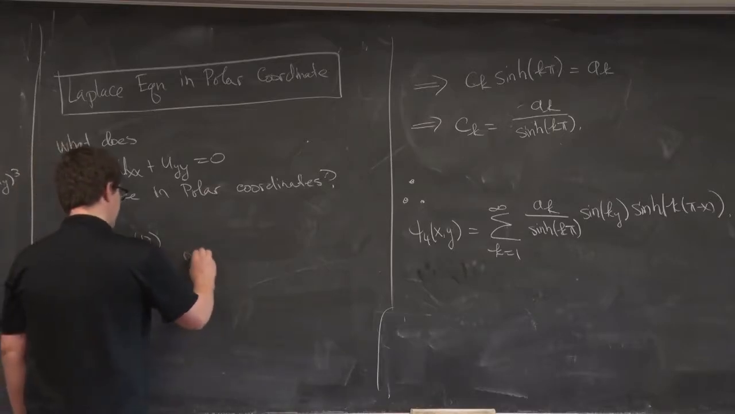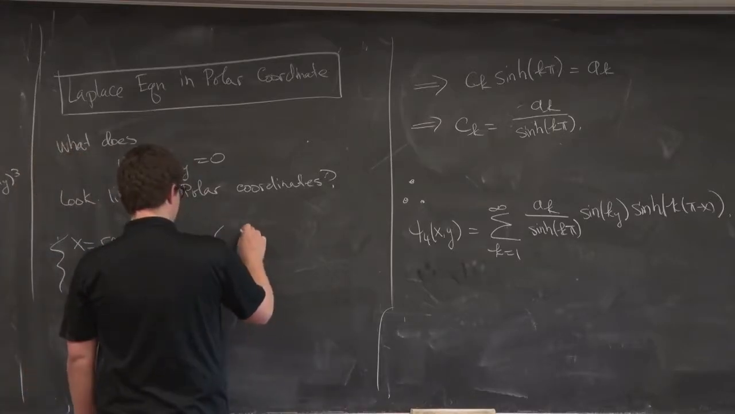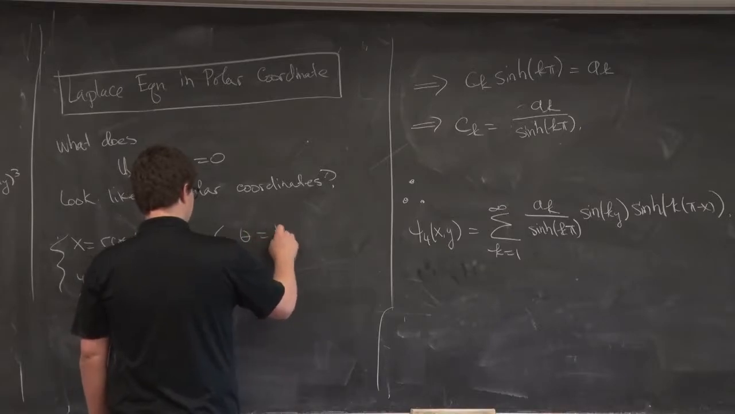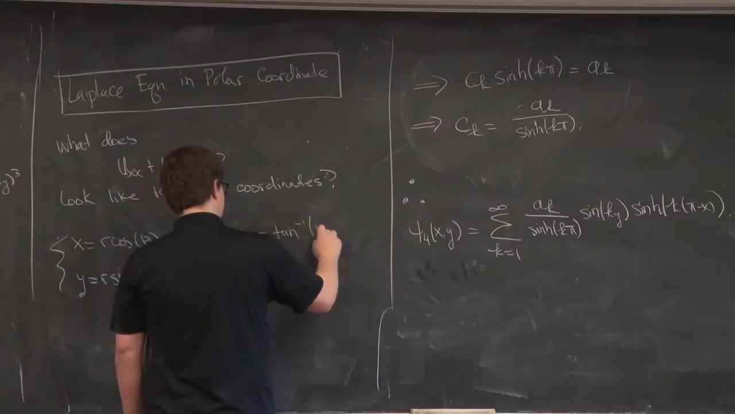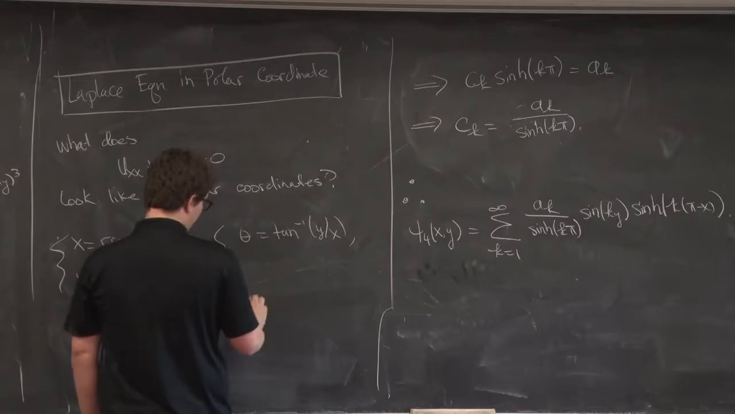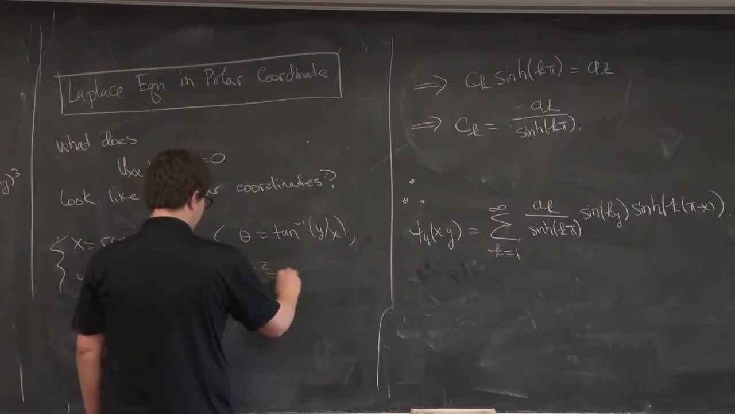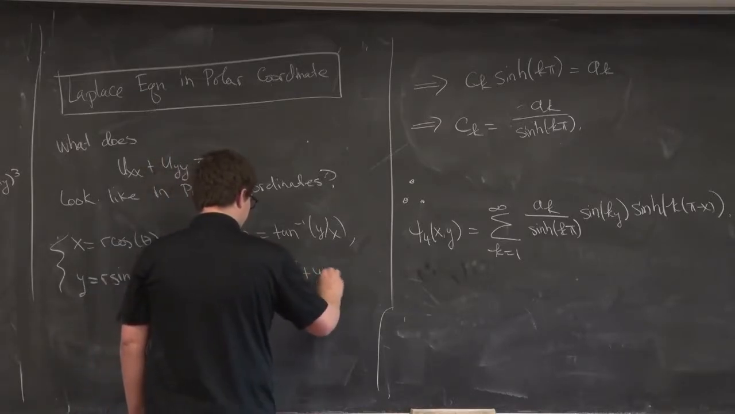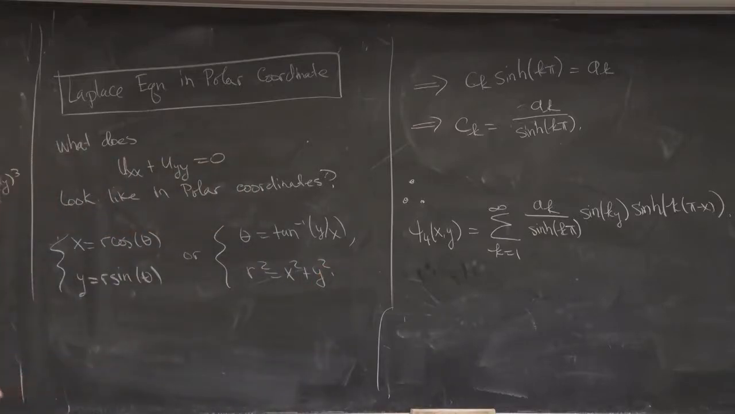Or we could use that equivalently, theta is inverse tangent of y over x, or we could use that r squared is equal to x squared plus y squared. So we have these two ways to change from Cartesian coordinates to polar coordinates. And the way that we convert these partial differential equations into different coordinate systems is we have to use the chain rule.